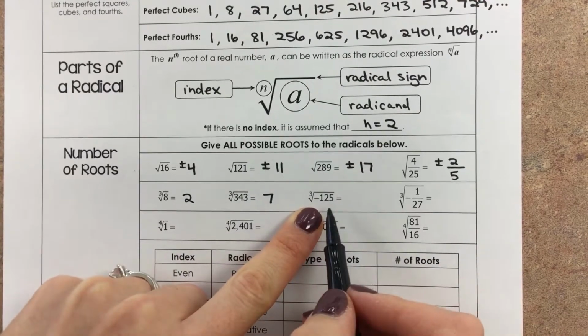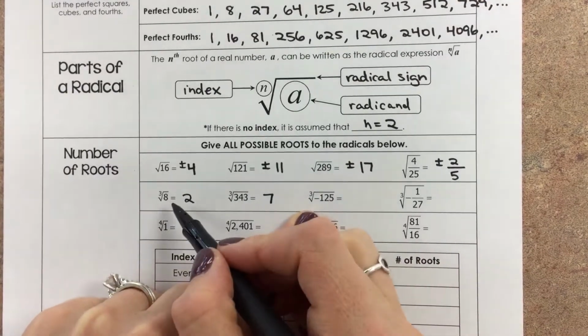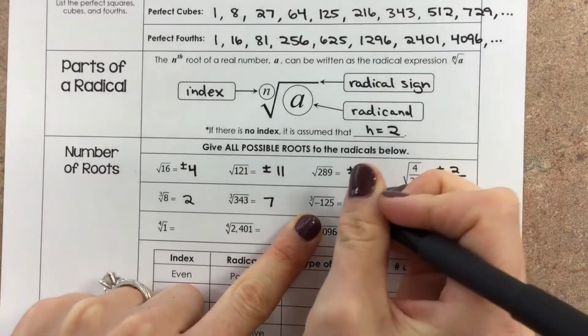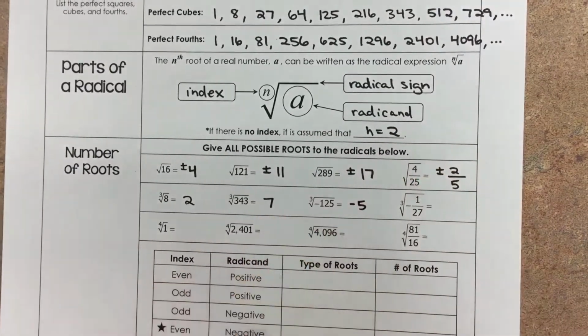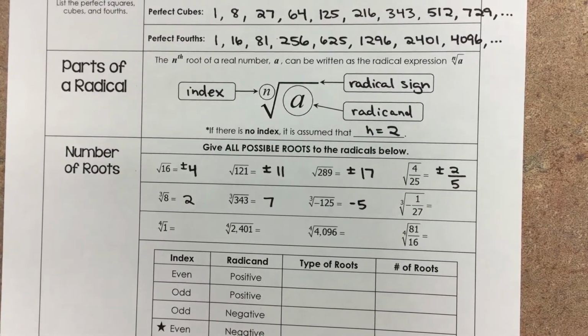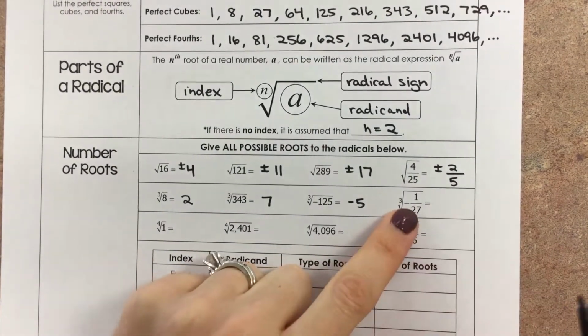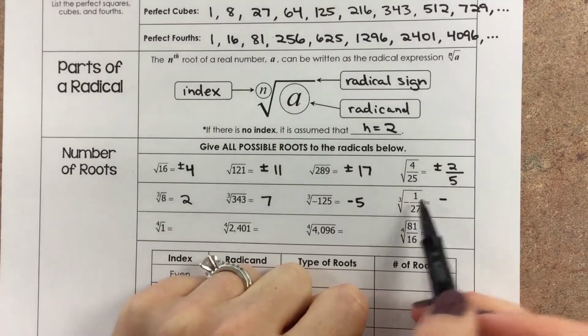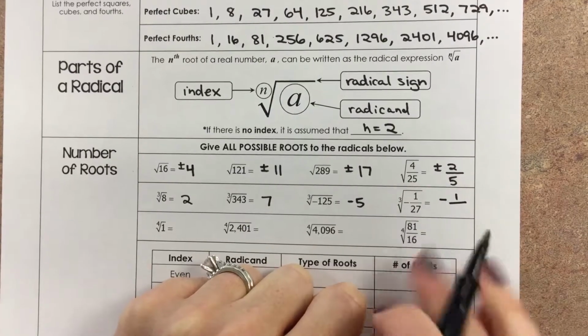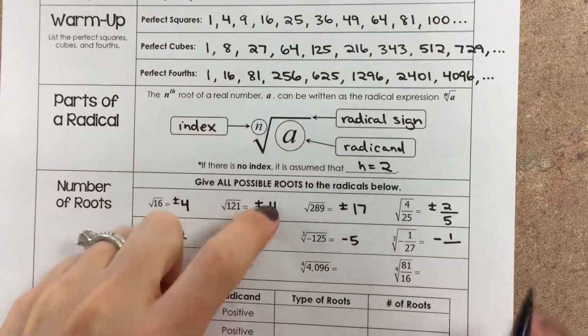The cube root of negative 125, this kind of comes back to what I was just talking about. Here's 125, so we know it's 5, but it's actually a negative 5, because negative 5 times negative 5 times negative 5 comes out to be a negative number. And same thing here, we know this is going to be a negative, because there's a negative underneath. And these are both perfect cubes. The cube root of 1 over 27 is 1 over 3.